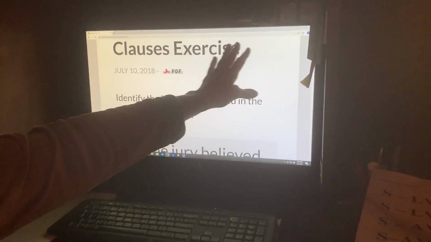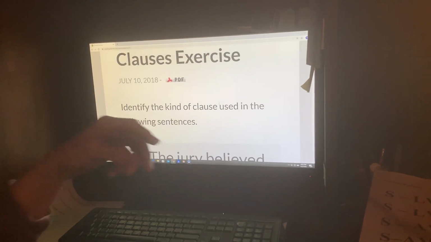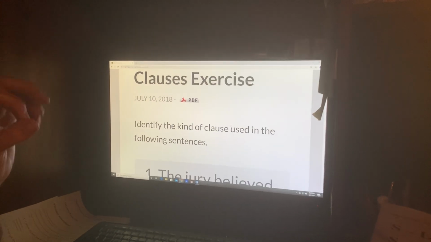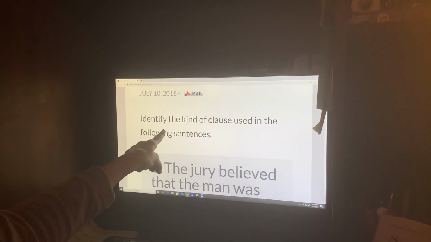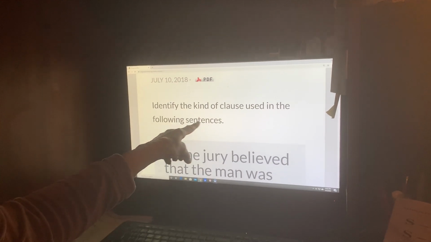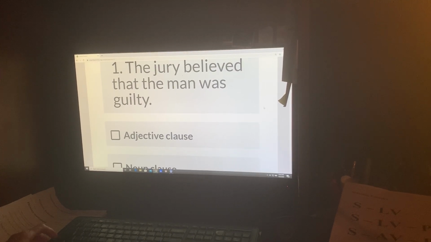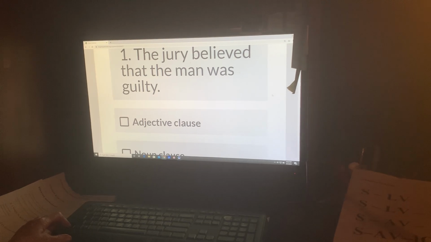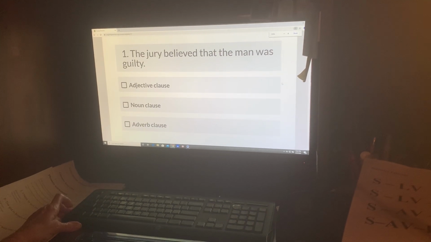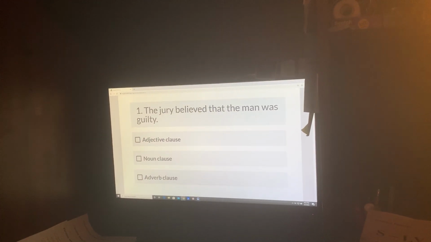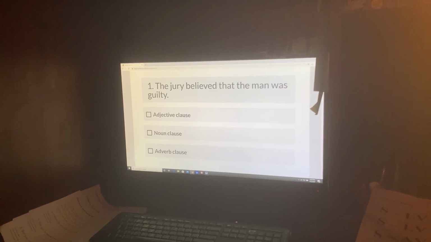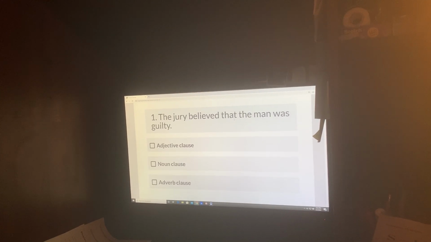Clauses. Always look at the titles and the instructions more than once. Identify the kind of clause used in the following sentences. Okay. There we go. Look at the sentence. So we see this. Looks like a subordinator.